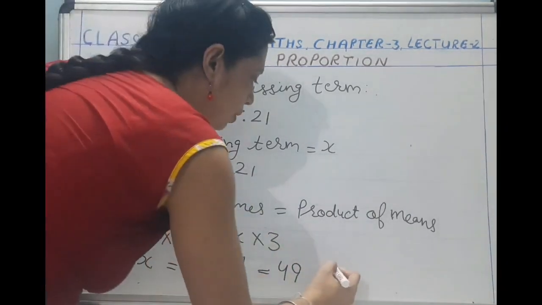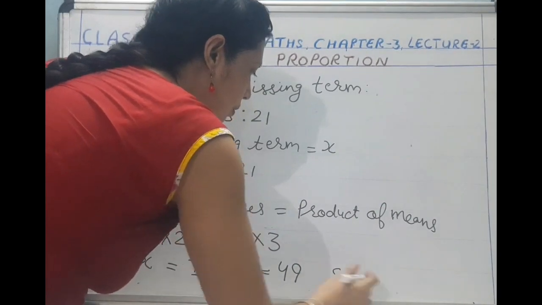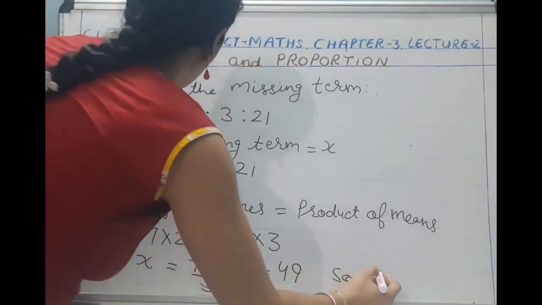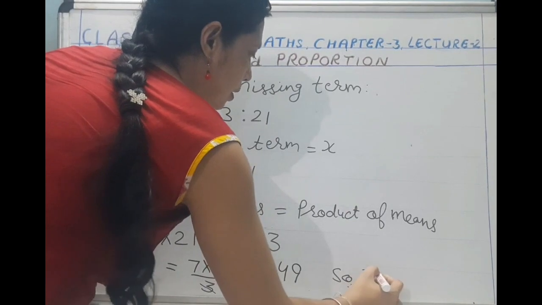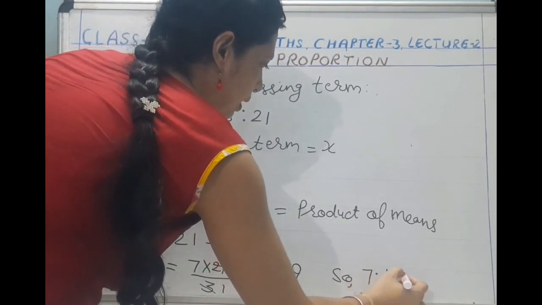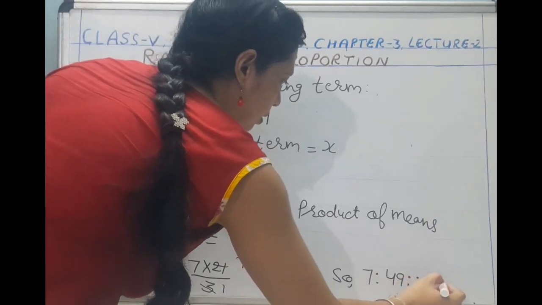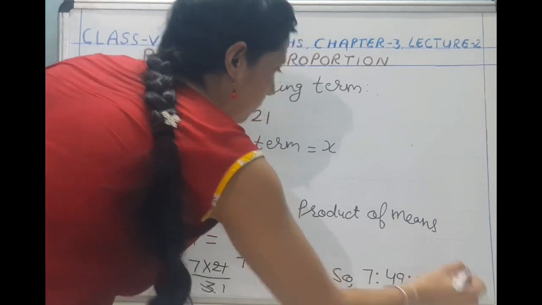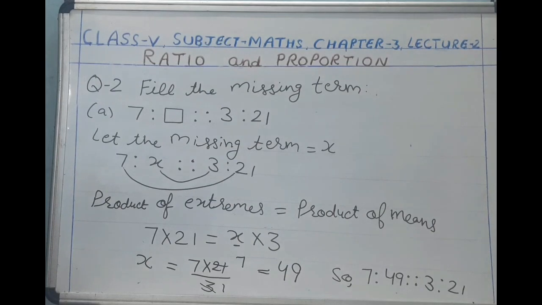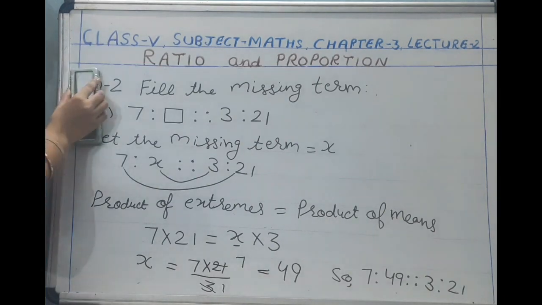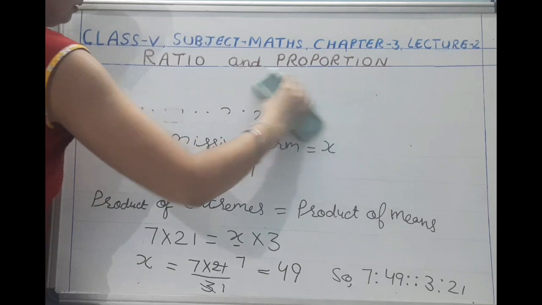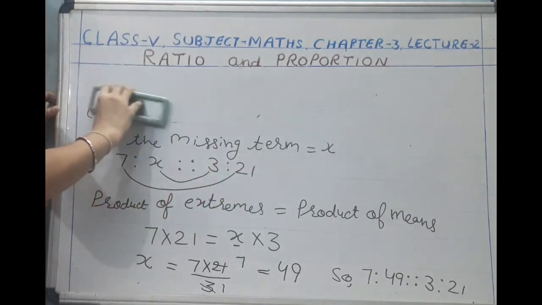So you will write down at last, right below this, 7 ratio 49 proportion 3 ratio 21. Okay. Now we can check our answer also. How can we check? Let's see. Look here.